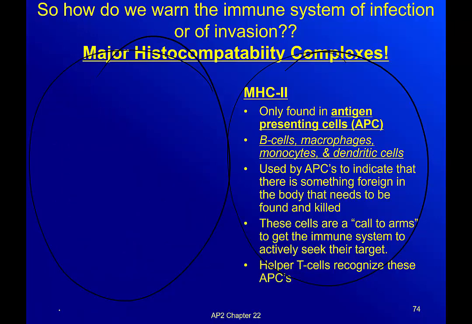MHC2 is found in the antigen-presenting cells. Examples of those include B cells, macrophages, monocytes, and dendritic cells. They're used by the antigen-presenting cell to indicate there's something foreign in the body. I'm holding a wanted poster up and showing you, this guy was spotted in Alice today. Be careful, this guy was spotted in Alice today.